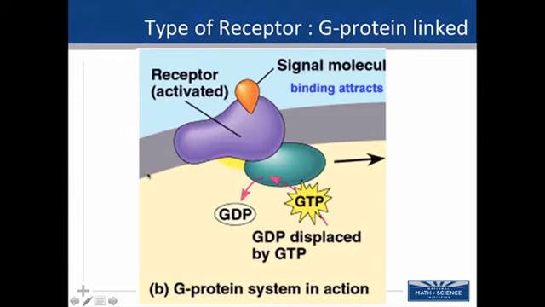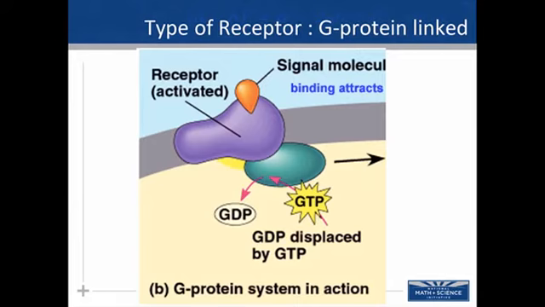When we see this image, notice the gray area here, that is to represent the cell membrane. And so here's a big integral or embedded protein that's serving as the receptor, and it has its ligand in place. So that binding then is going to attract a G protein. That G protein then is going to start the reaction inside the cell.